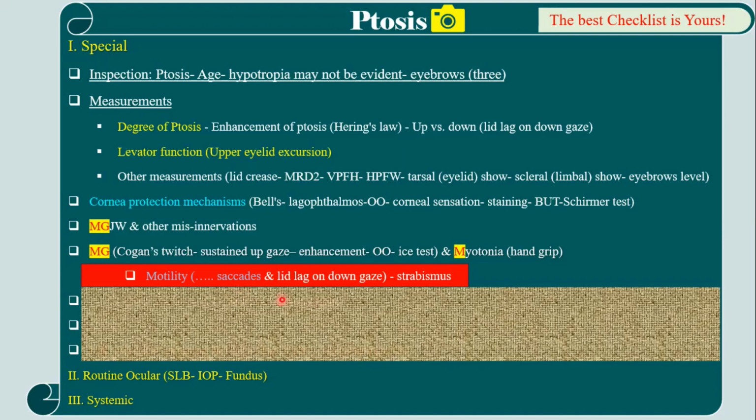And here you will find lid lag on down gaze, because in motility testing, we check the up gaze and down gaze for the movement of the globe itself. But at the same time, we can also check for lid lag on down gaze. And if you notice, we mentioned lid lag on down gaze in ptosis evaluation, because it is an important sign not to miss. Let's watch the video together.